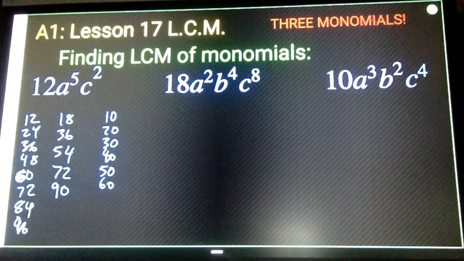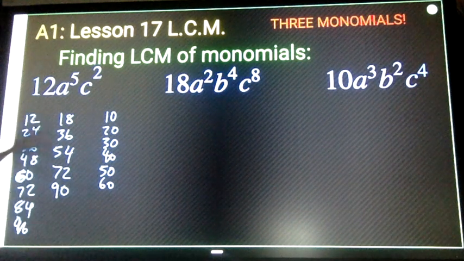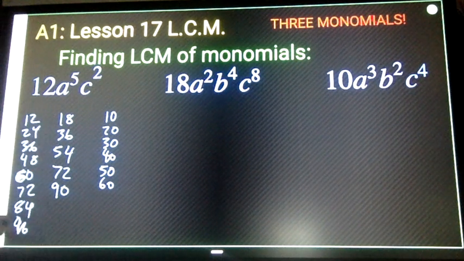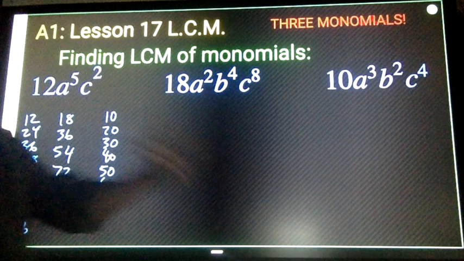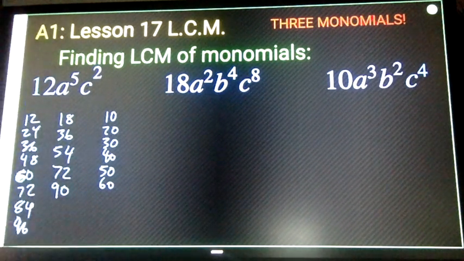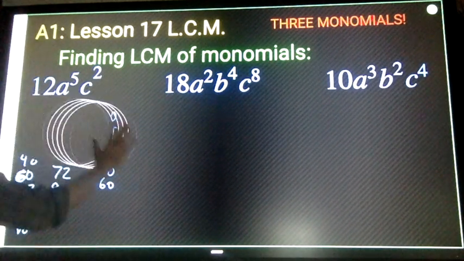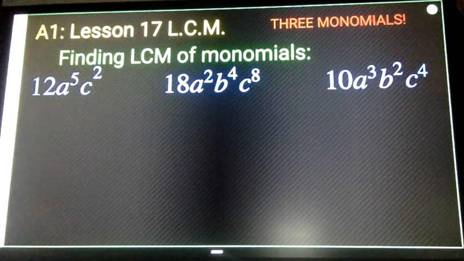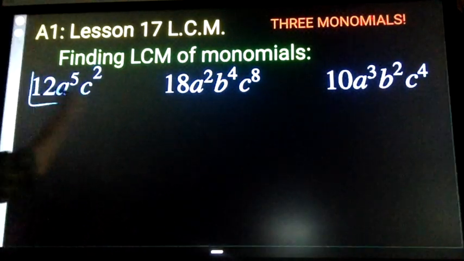All right, if I'm listing out my numbers. Anyway, point of the matter: if you're doing a list, you need to keep going until you find a number that's not just in 2 of the lists, but it's in all 3 lists. Okay, I'm not going to continue with that one. I'm going to use the upside down cake method.